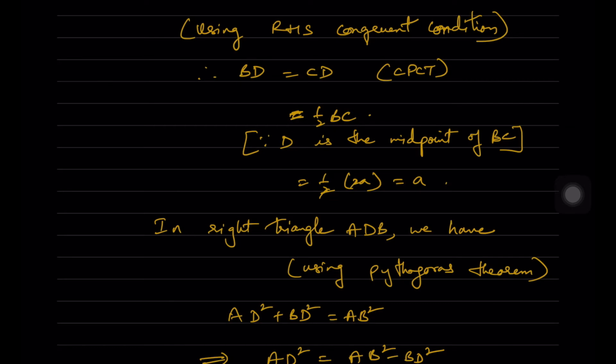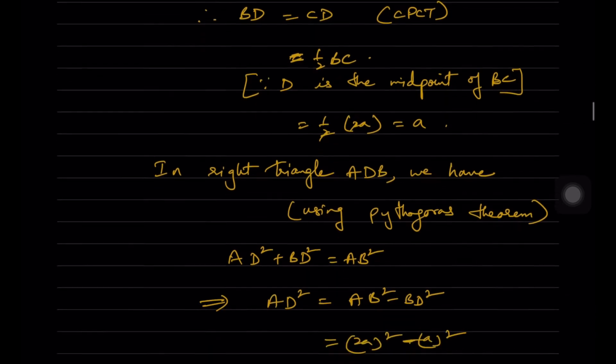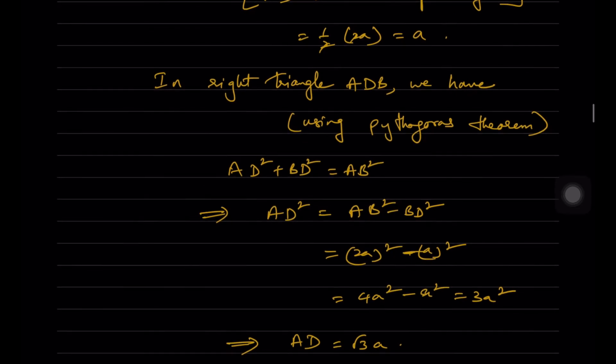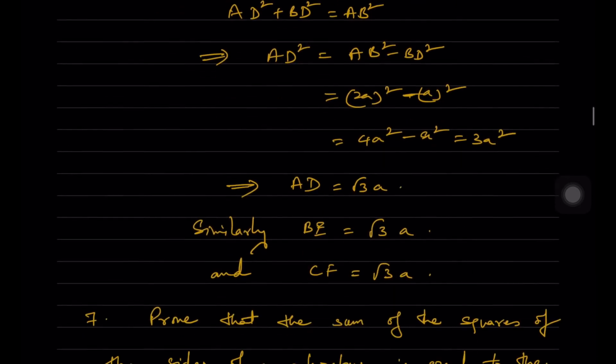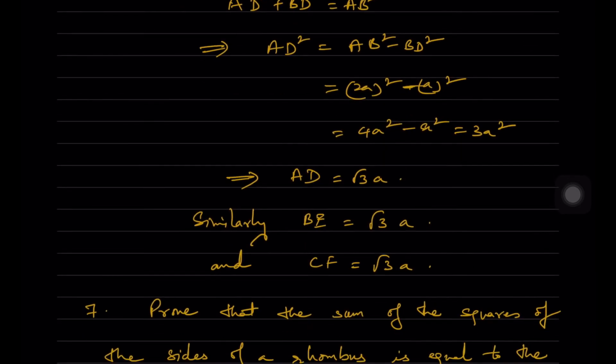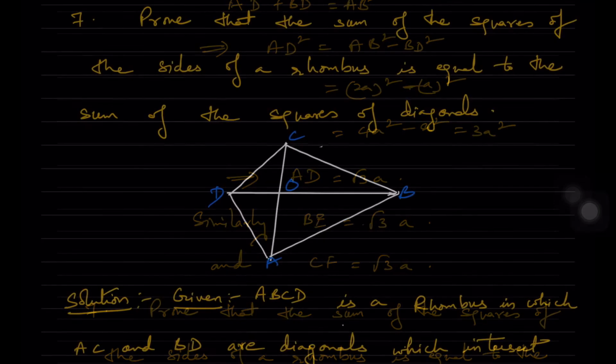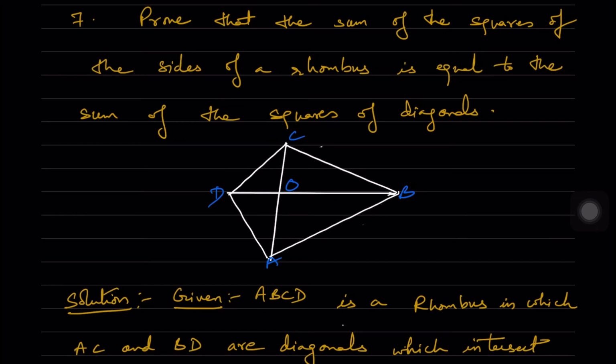In right angle triangle ADB, using Pythagoras theorem, AD square plus BD square is equal to AB square, which implies AD square is equal to AB square minus BD square, which is equal to 2A whole square minus A square, which is equal to 4A square minus A square is equal to 3A square. So which implies that AD is equal to root 3A, BE is also equal to root 3A and CF is equal to root 3A.